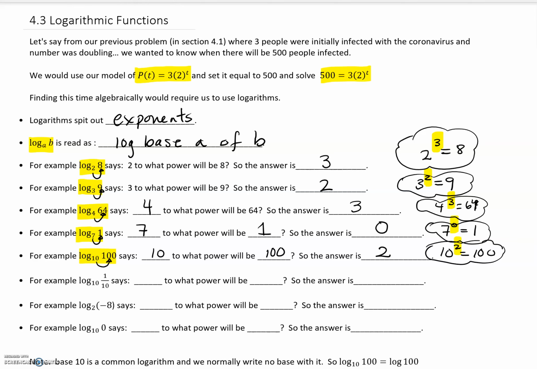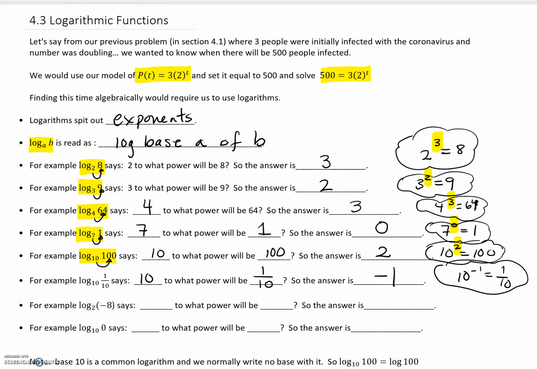Try to do the next 3 on your own. Pause the video and then I'll come back and go over it. So this next one says 10 to what power will be 1 over 10? To make that a reciprocal, the exponent would have to be -1, since 10 to the -1 is equal to 1/10.